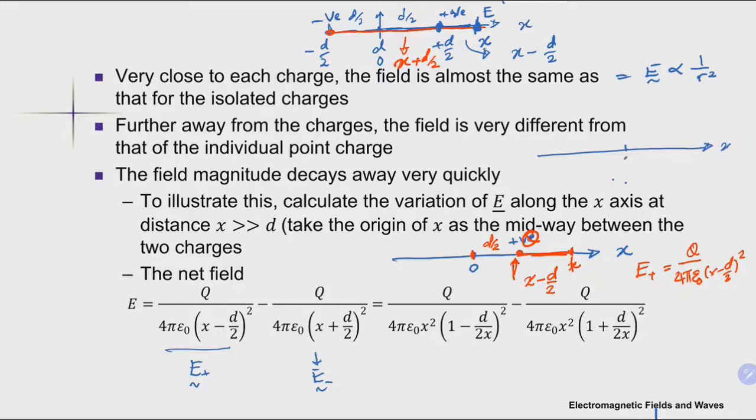From the origin, here is minus d over 2. That is my negative Q charge sitting. Again, I want to work out at the same x distance. So this distance here is x, plus this distance here, d over 2. So the total distance is x plus d over 2 from the negative charge to my x. And therefore, my negative E field will be negative Q over 4 pi epsilon naught, and my distance will be (x plus d over 2) squared.